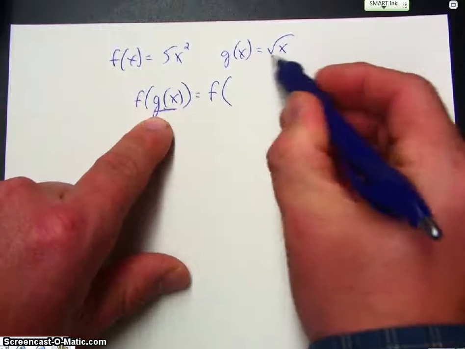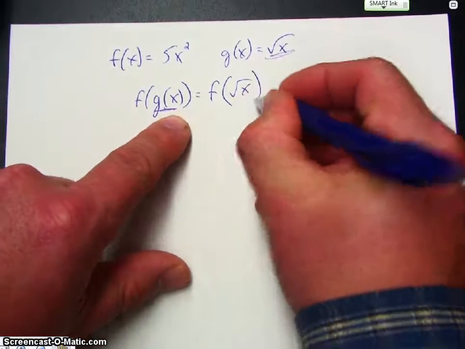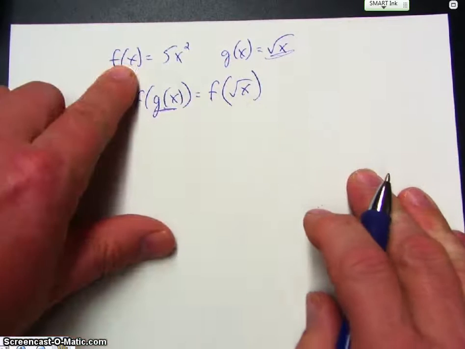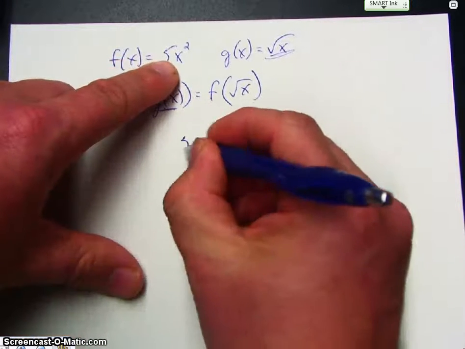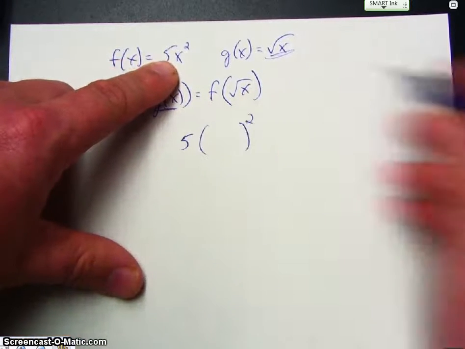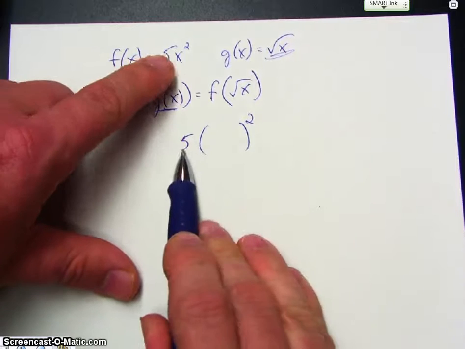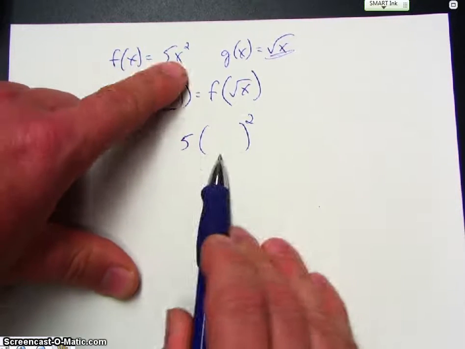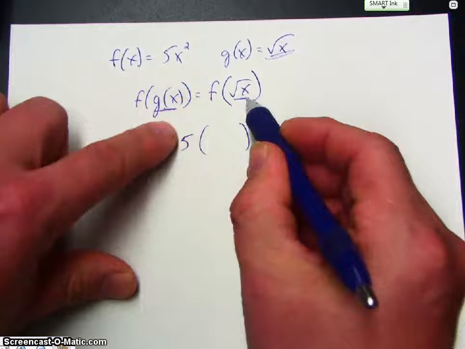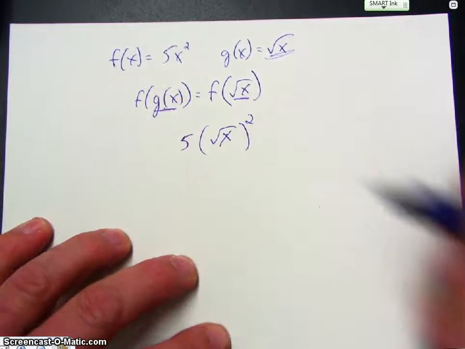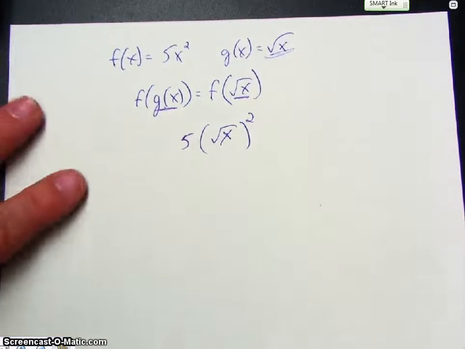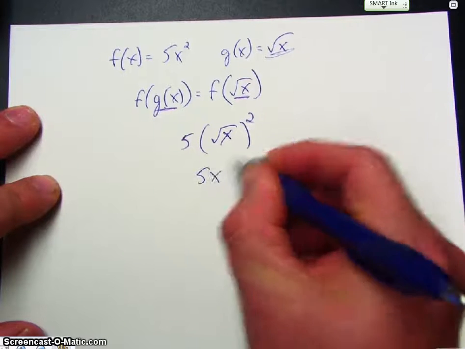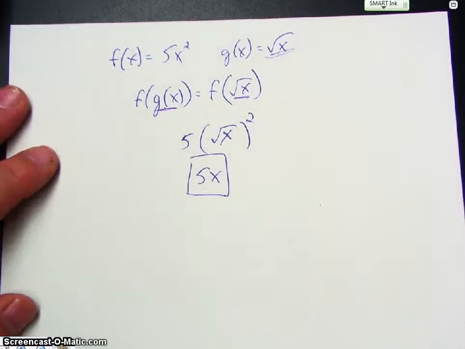So first thing I do, I take g of x and replace it. g of x is what? Square root of x, so I just put that there. This tells me in the function f here, I'm going to take this, rewrite it without the x. See how it still has 5 times something squared? It still has the same format, but now I'm going to take this and plug it into here. And now I just simplify it. When I square that, I just get x, so 5 times x is 5x. So there's my new function.